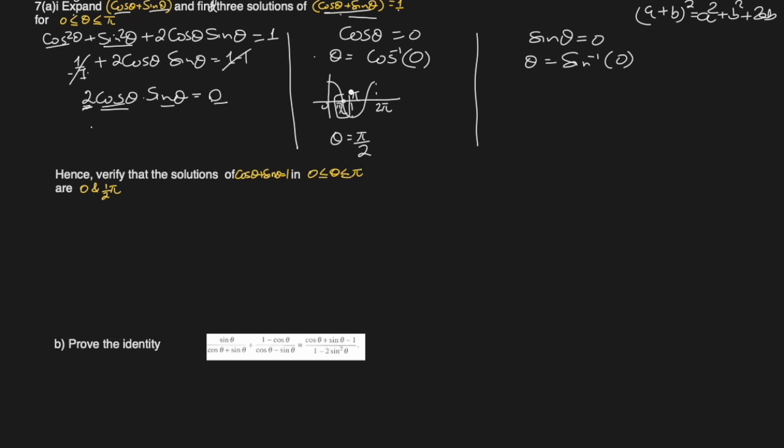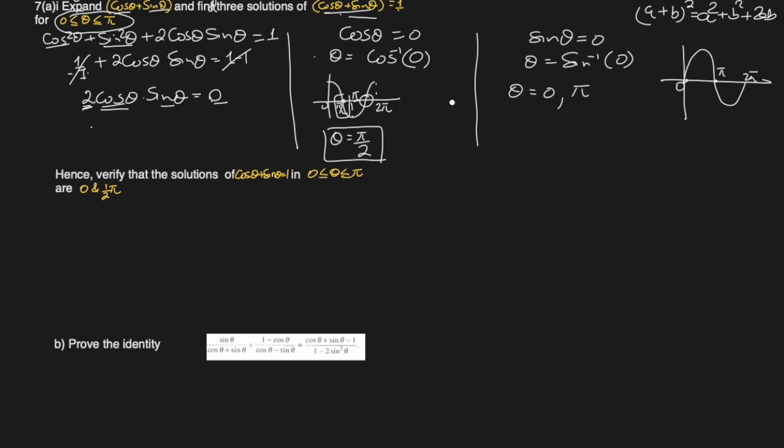And our domain is up to pi only, so we will not look at this one, which is 3 pi by 2. This is the only answer from this left part. Here, if I draw the graph of sine, it will be like this. So sine is 0 at 0, so the first answer will be 0, and the second answer is pi itself. This is 2 pi. We will not cross pi because our domain given here is 0 to pi only.